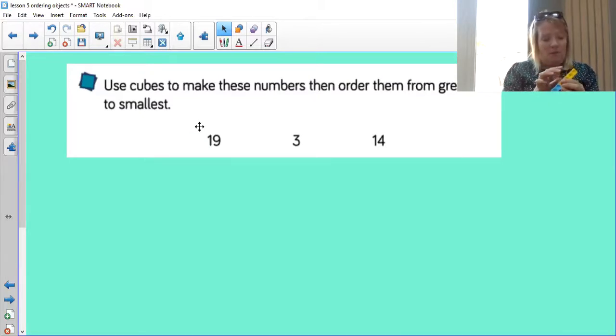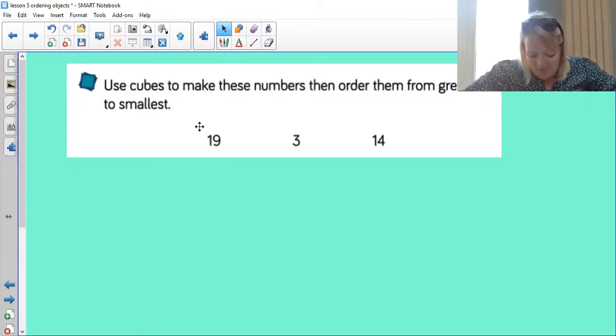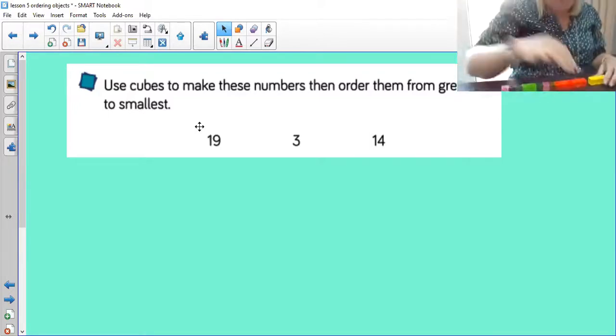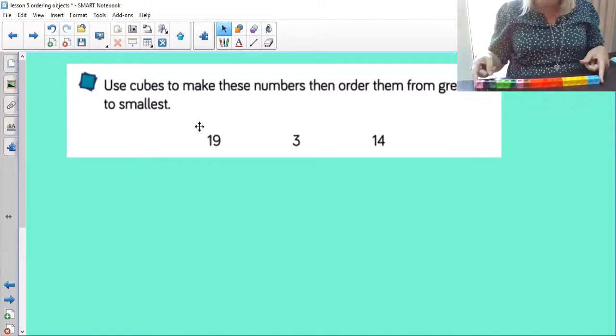1, 2, 3, 4, 5, 6, 7, 8, 9, 10, 11, 12, 13, 14, 15, 16, 17, wow, this is a long one, 18, 19, that's a really long one, okay? I'll show it to you so you can see it. So I've got 19 cubes, you can see that.